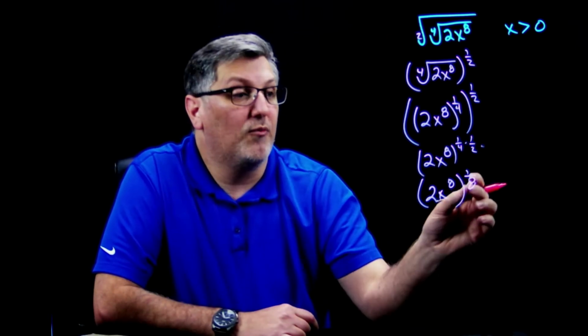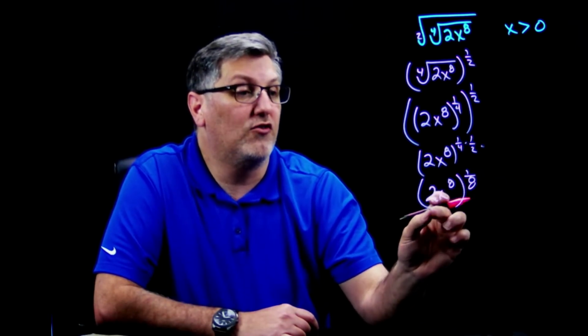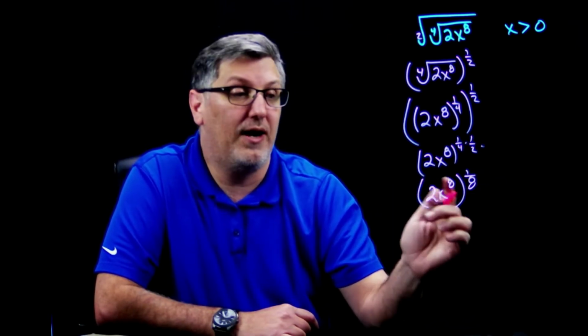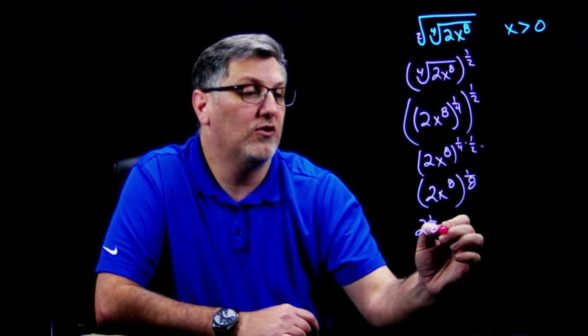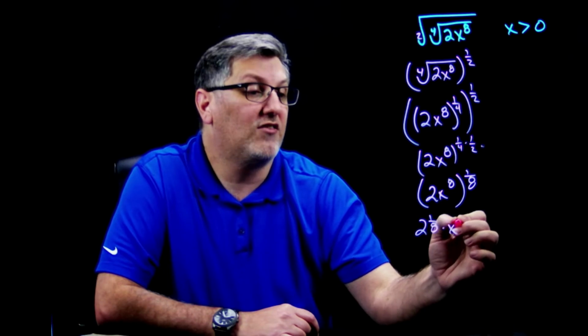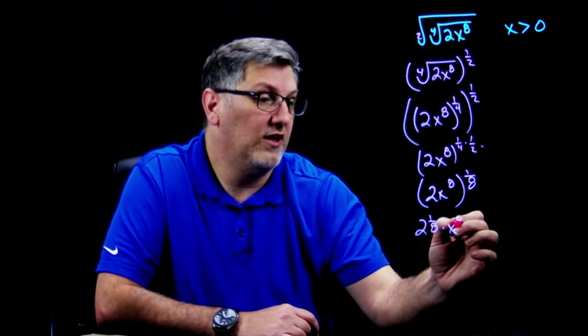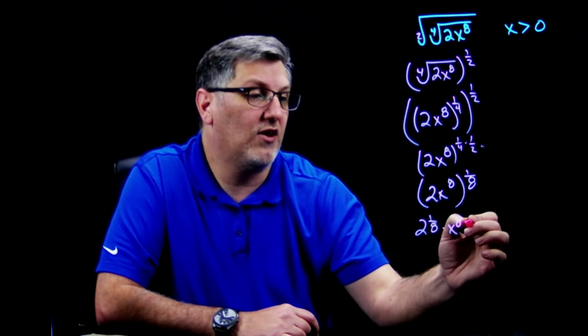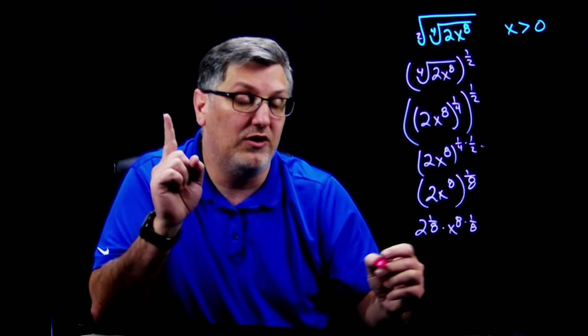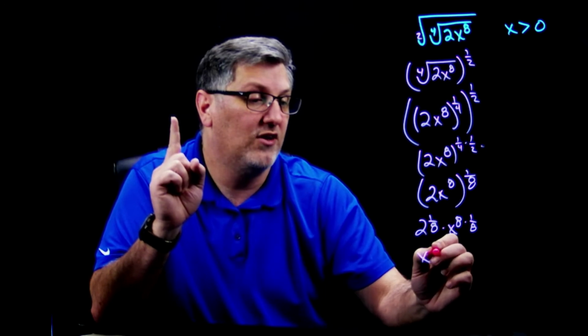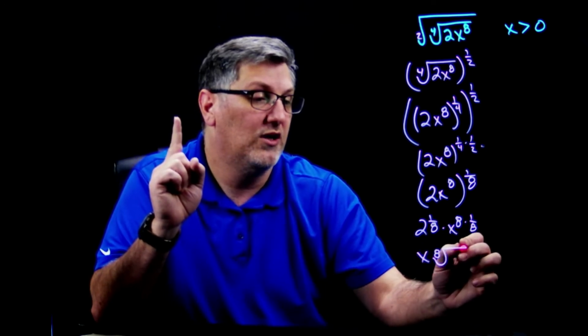All right, now from here, we know that this 1/8 goes to the 2. It also goes to this x to the 8th power. So I'm going to get 2 to the 1/8 power times x to the 8th times my 1/8 power. Well, 8 times 1/8 is just 1, so this just leaves me with an x times the 8th root of 2.